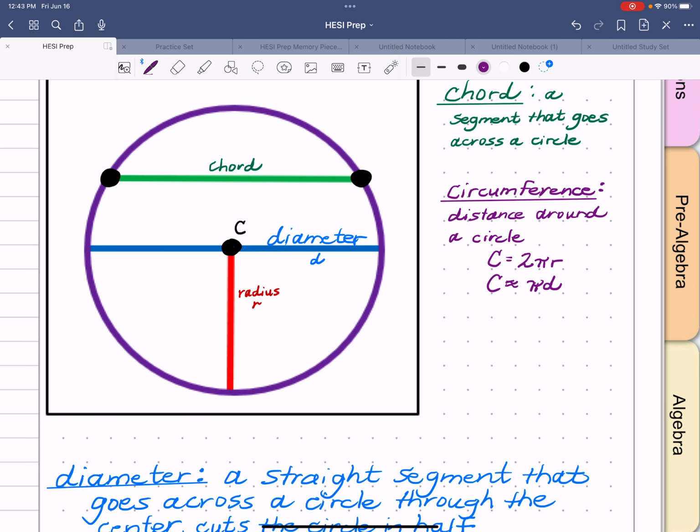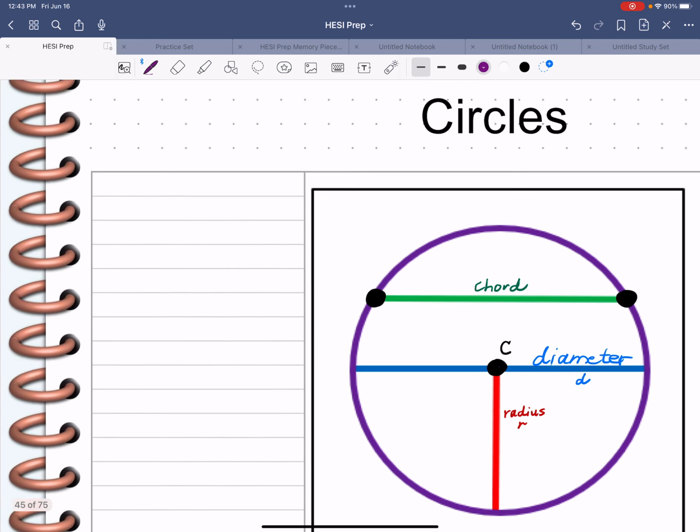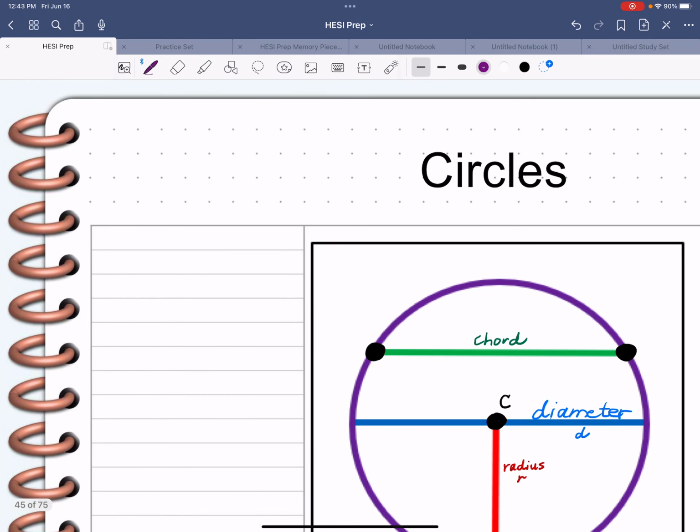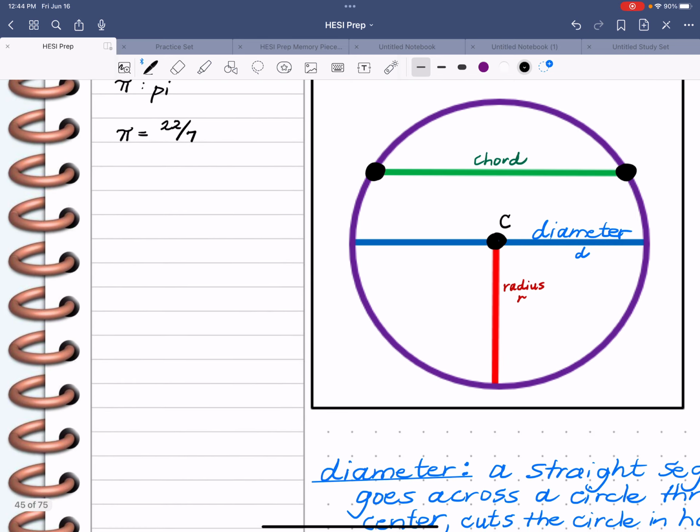Now let's talk about pi just a second. Pi is a mathematical constant. It's actually a Greek letter, and it's spelled P-I, not P-I-E. Pi is literally constantly 22 over 7. It's that fraction. Now, most people don't like fractions, so they will use the decimal form.